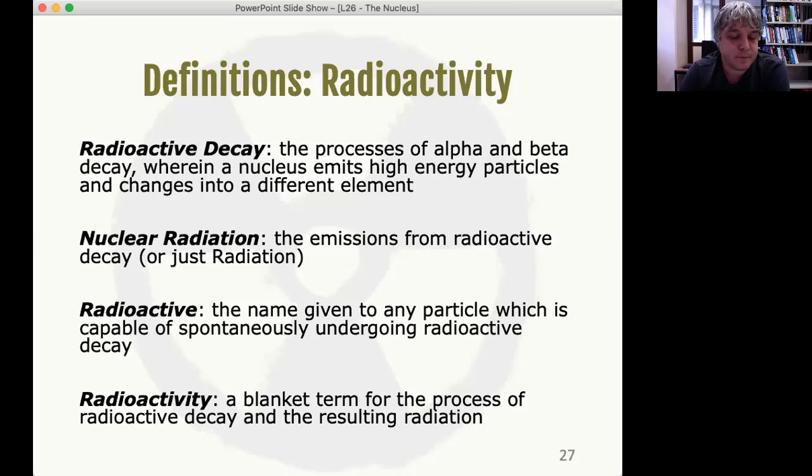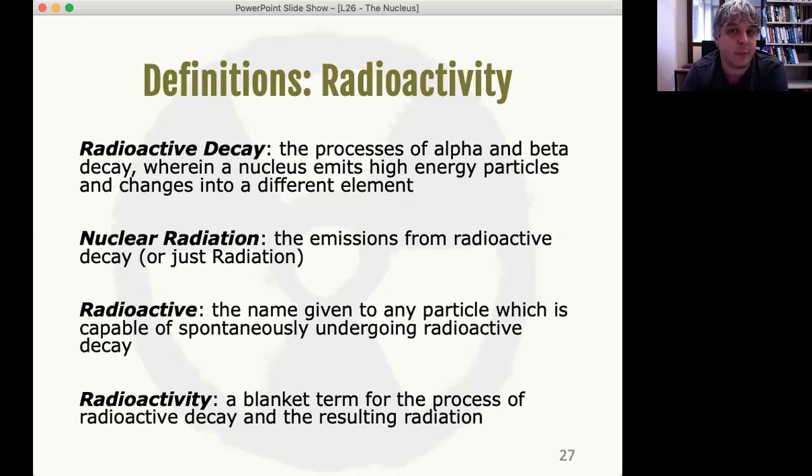Nuclear radiation is a term we use to describe the emissions from radioactive decay. We also just use the term radiation sometimes, but we also have the term radiation when we're talking about thermal physics, and we'll meet that again when we come back to electromagnetic radiation or light, which is similar to what we had in thermal physics. So sometimes we'll put nuclear in front of it just to be really clear that we're talking about nuclear radiation.